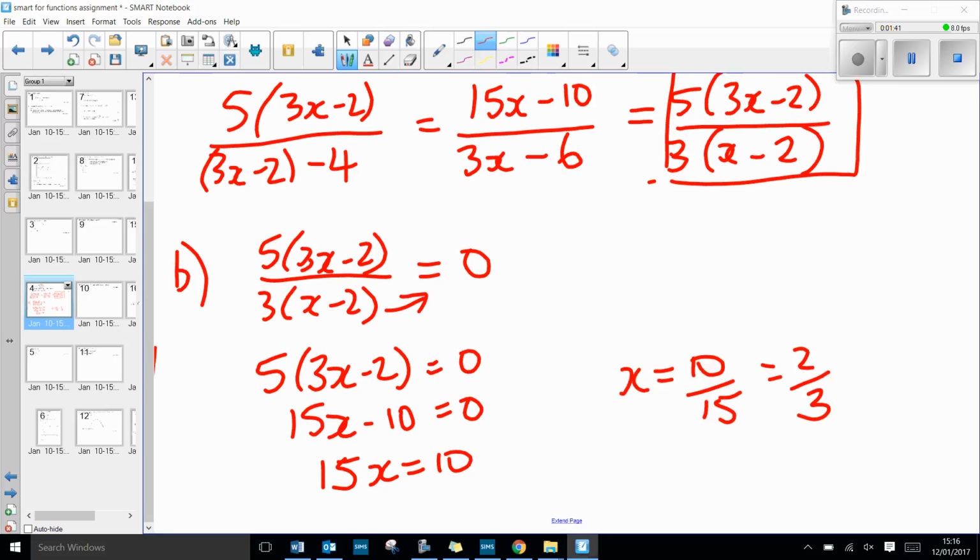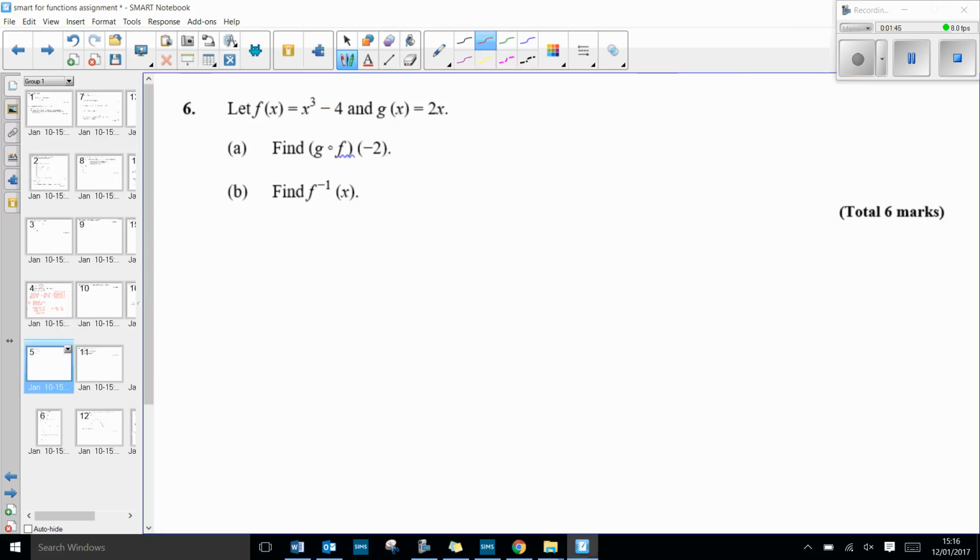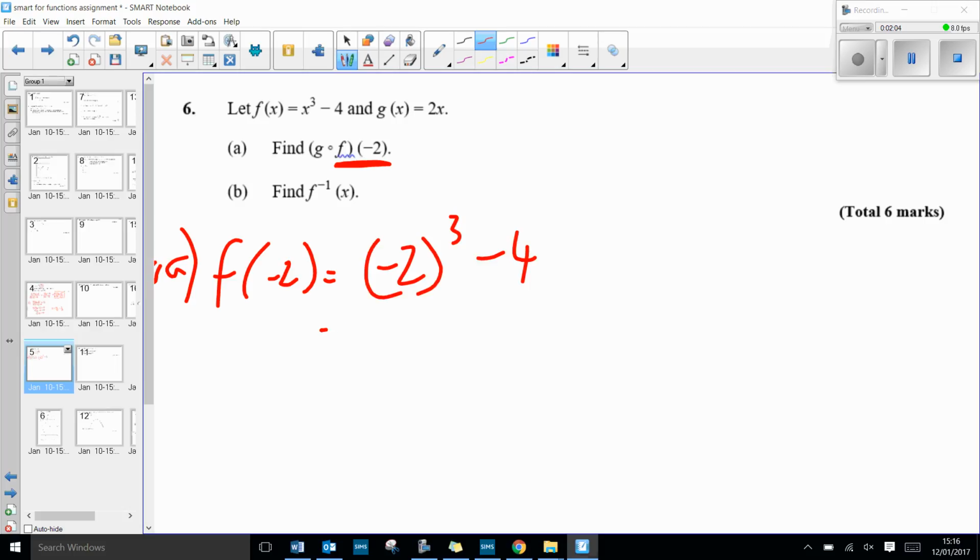That simplifies to give 2/3. Okay. Let f of x be this and g. Okay, so G of F. So we need to put in -2 into f first. Note the brackets are important because we're cubing -2, so it gives us -8. Gives -12. We then put this answer into G.